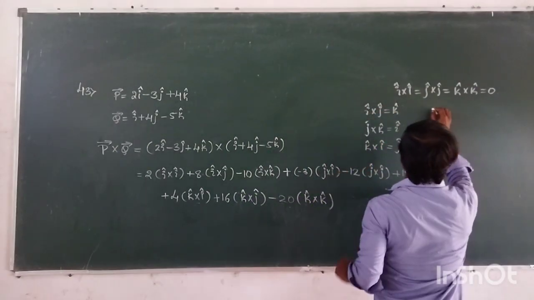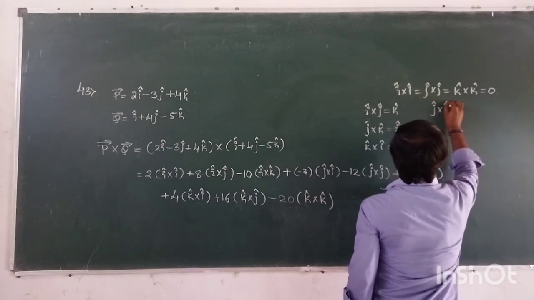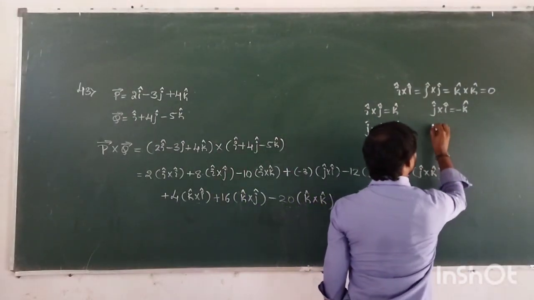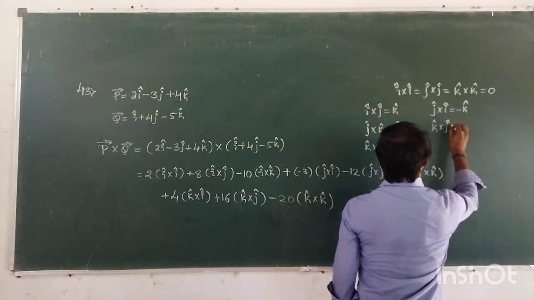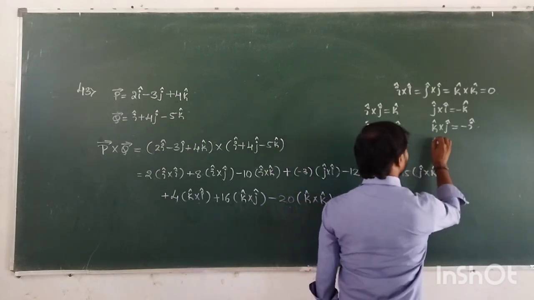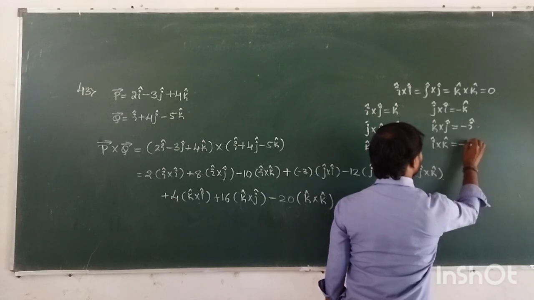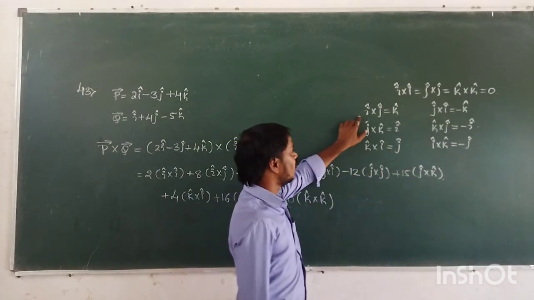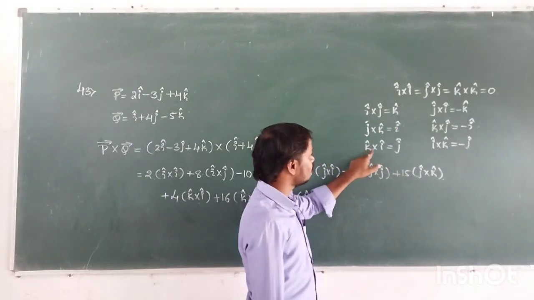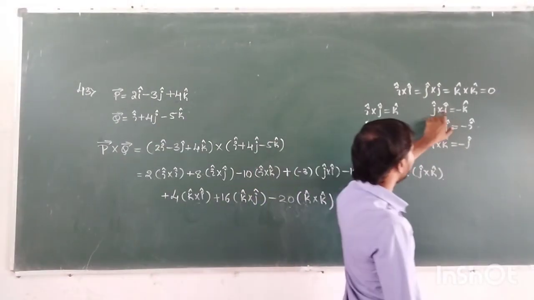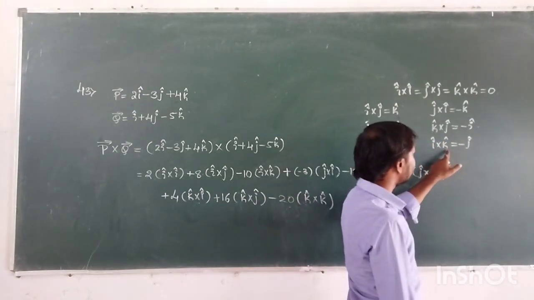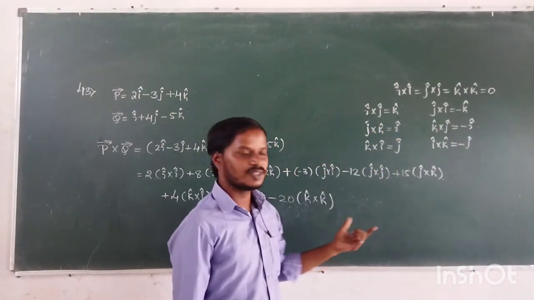Next, the inverse of these: j cross i is minus k. k cross j is minus i. i cross k is minus j cap. So i to j gives vector k, j to k gives vector i, k to i gives vector j, but j to i is minus k, k to j gives minus i, and i to k gives minus j. By using these values we are going to solve this.